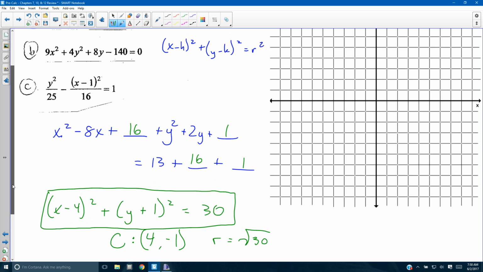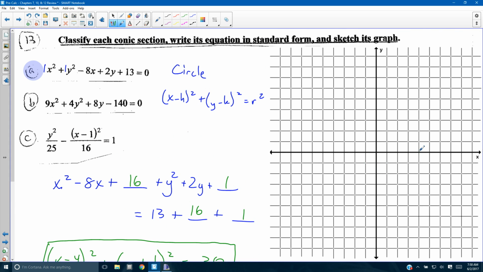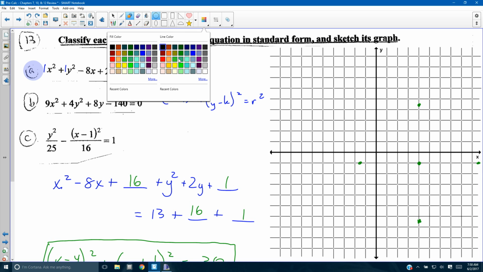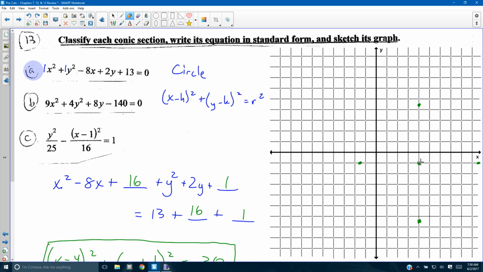Okay, so 4, negative 1, sketch its graph, over 4 down 1. Root 30, I'm going to go around 5.5 up, down, left, right. You can use your calculator to get a better approximation than I'm going to have here. Okay, say there, 1, 2, 3, 4, 5.5. Good, it just fits. Get these 4 points in, and then draw your best circle you can, because I'm getting kind of wobbly with my curves and stuff. I'm going to use the circle tool and draw it in green, and just finish off right there. Close enough. So there's my circle. That's number 13, part A.